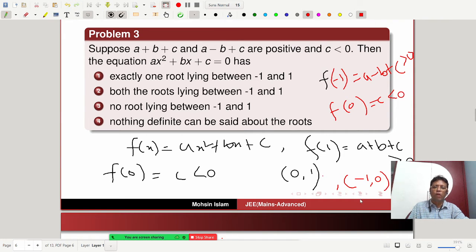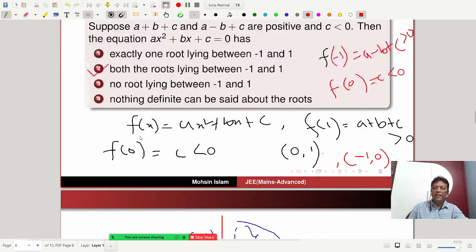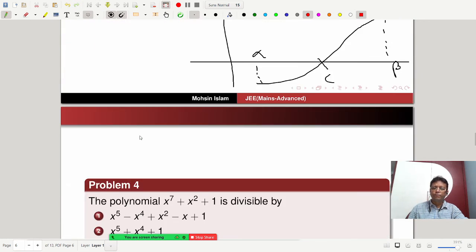So how many roots do you have? Two real roots, because it has degree 2. So look at the options: exactly one root lying between minus 1 and 1, or both the roots lying between minus 1 and 1. So this is option 2. This is a very good example of roots in intervals. Okay, let's move to problem number 4.